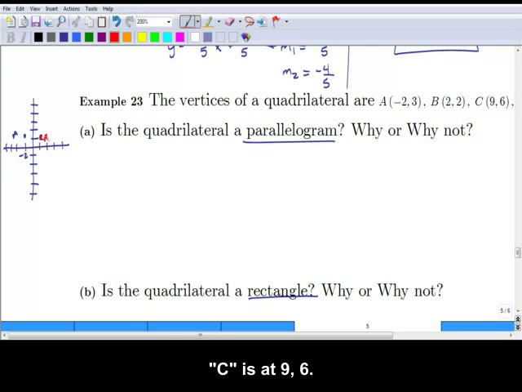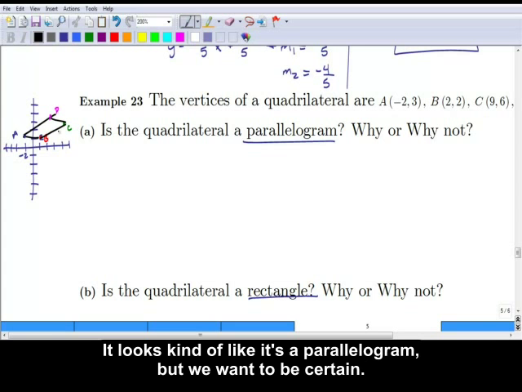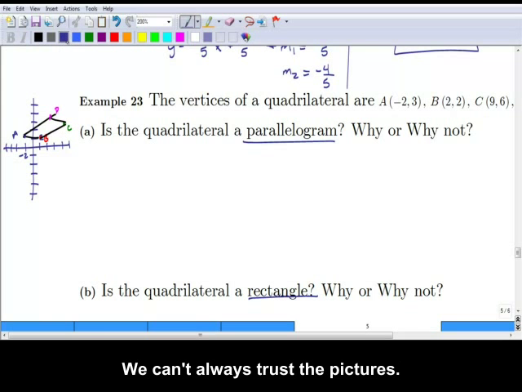C is at 9, 6. And D is at 5, 7. So if we wanted to connect these, and again, this isn't the best drawing, it looks kind of like a parallelogram, but we want to be certain. We can't always trust the pictures.